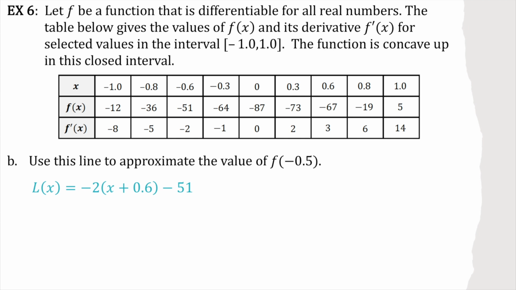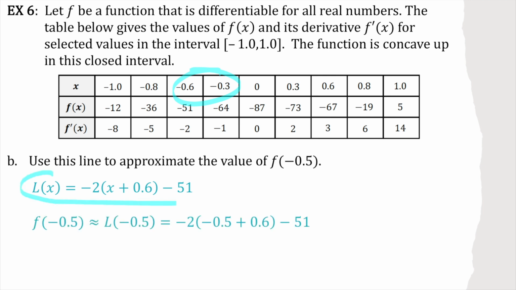Okay, so we can use this line to approximate the value of f of -0.5, because you can see that's not in our table here. So we're going to plug in -0.5 to our linear approximation, and we get -51.2.